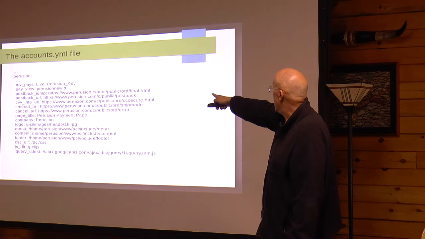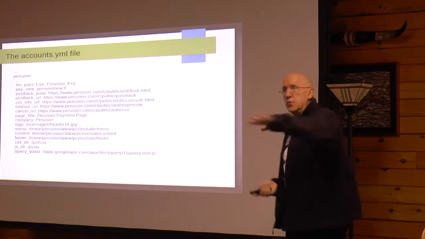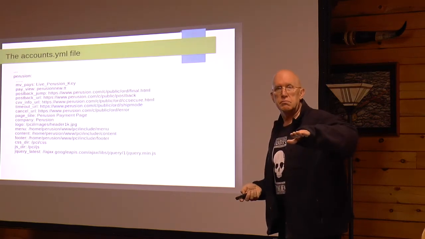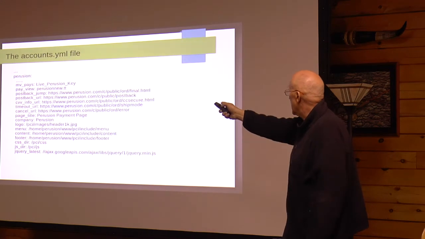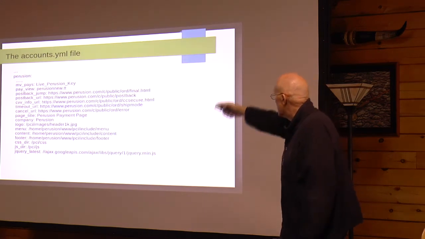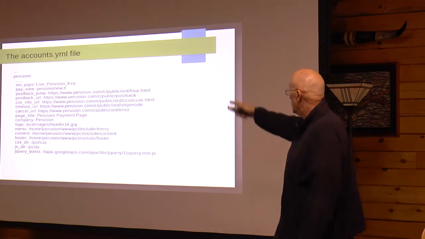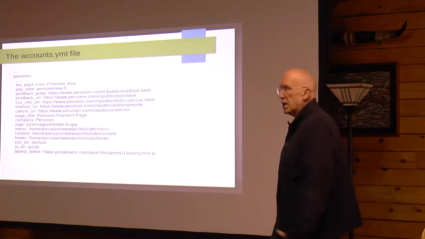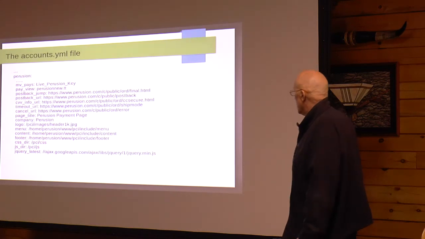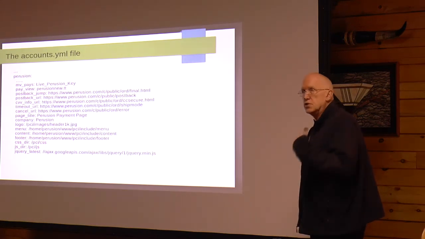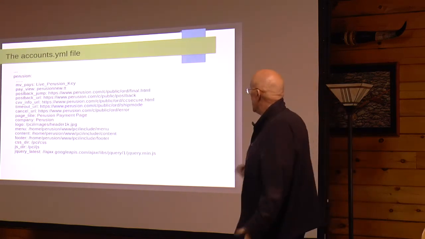And then we have a postback jump. These are the URLs that we're going to redirect to or post back to based upon various actions in the payment process. The page title, the company, et cetera, so various things you might want to do. As far as menus, CSS, directories, these are just basically configuration parameters that you can use in your template, and you could have anything you wanted to have.